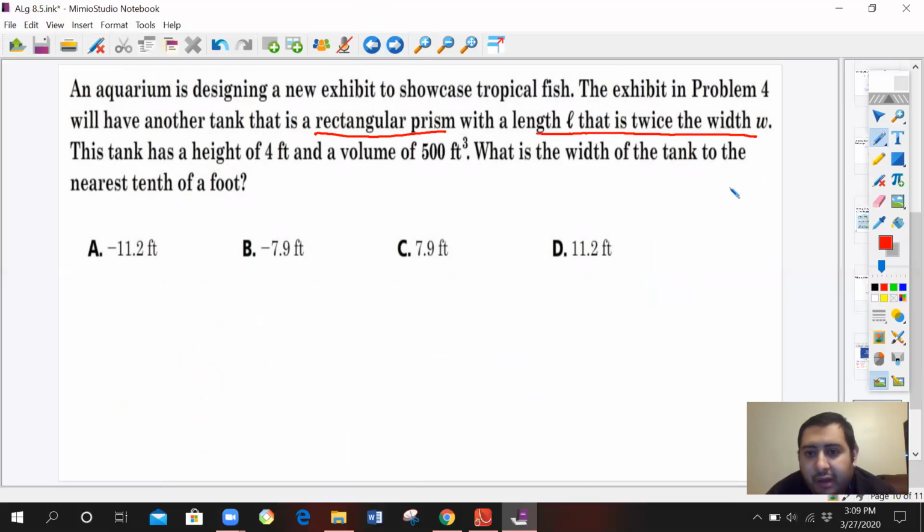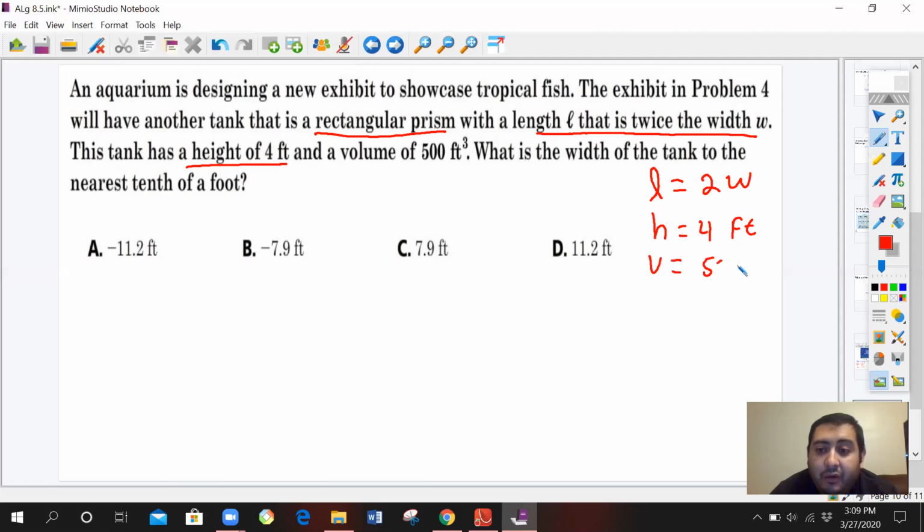So again, before you move forward with reading the rest of the information, write it down, highlight it. So you have length equals twice your width. The tank has a height of 4 feet. So height is gonna be 4 feet. And then you have a volume of 500 cubic feet. And again, you're looking for your width. We don't know what our width is.